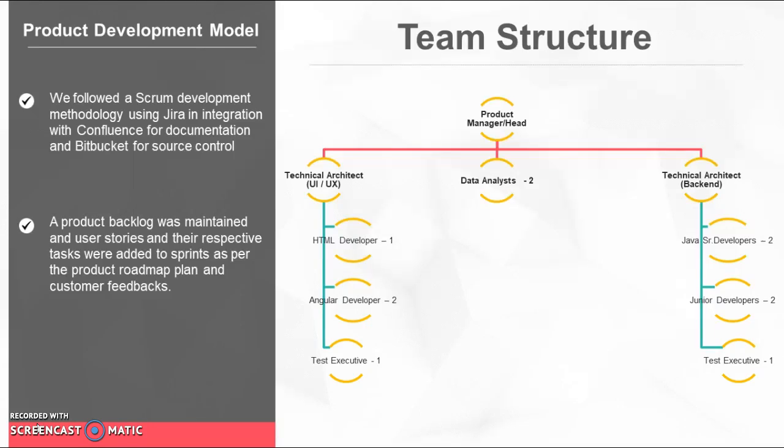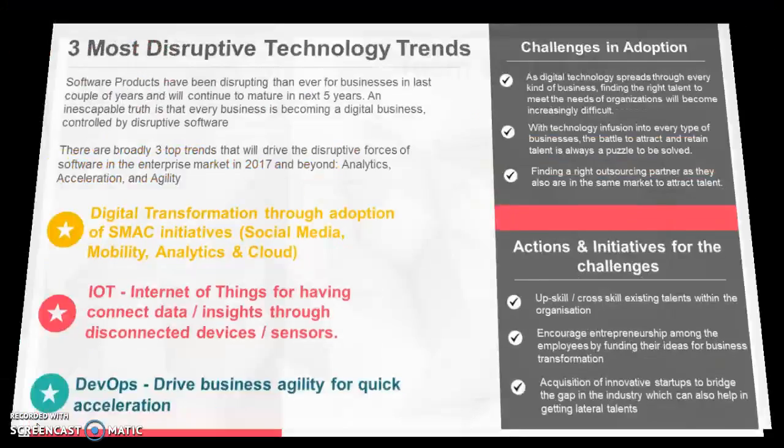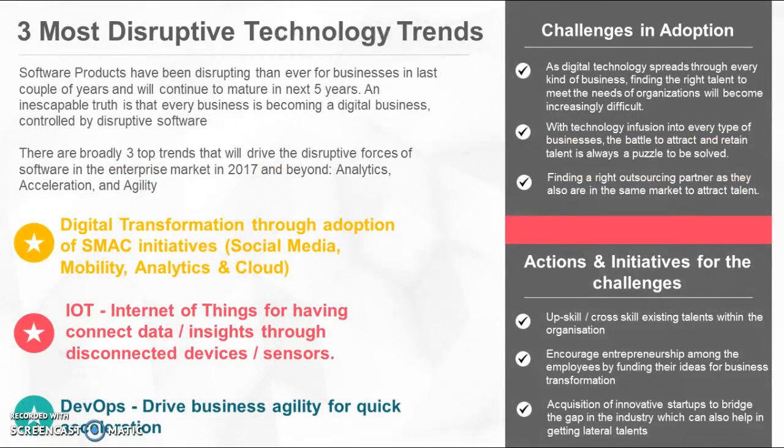On the team structure, we had a fairly simple team structure. The product manager and two architects for the front end and the back end, and they had the team behind them, and they were well supported by a couple of data analysts. So this is all about the product that we used.